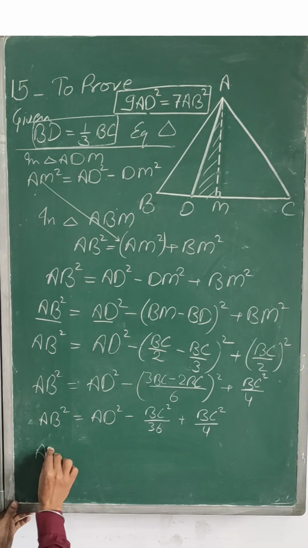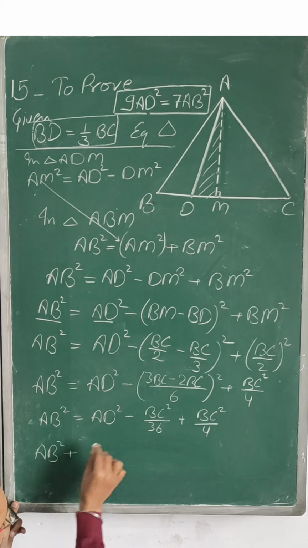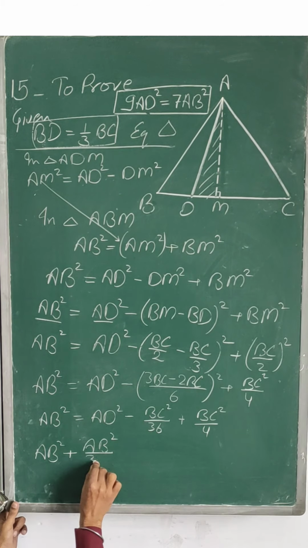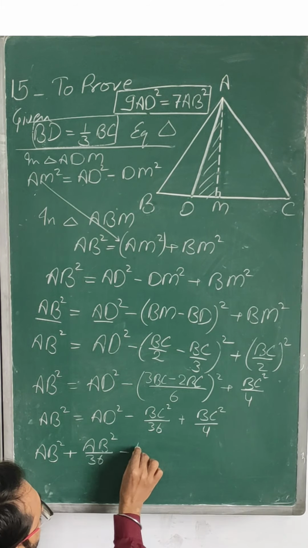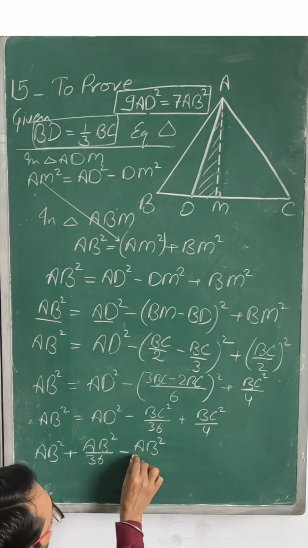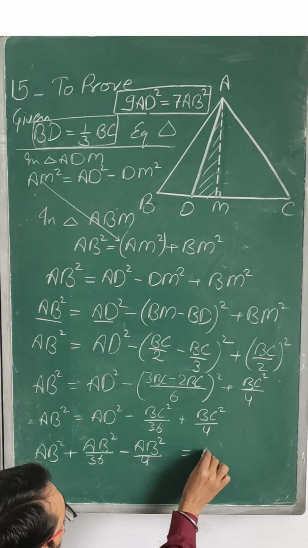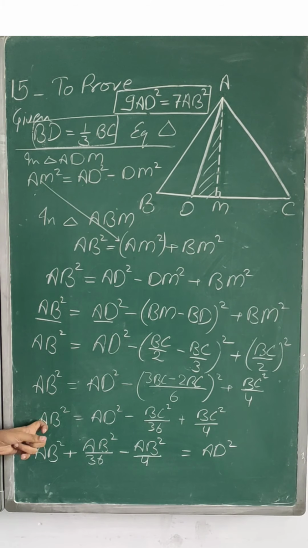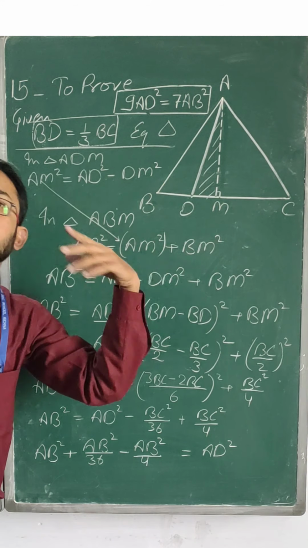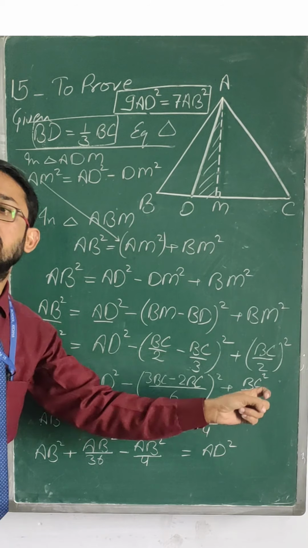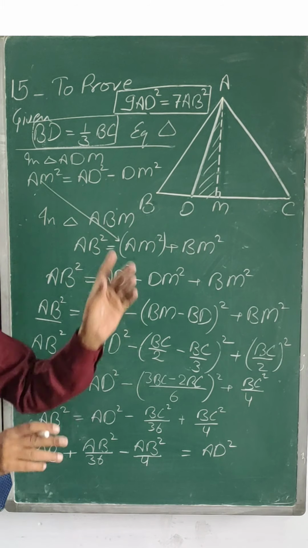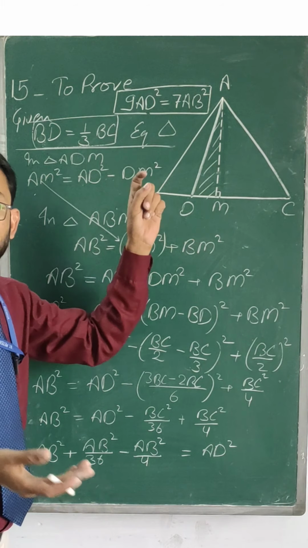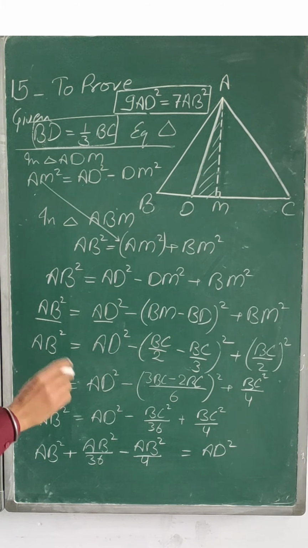So it will be AB square plus AB square by 36 minus AB square by 4 equals AD square. Why have I changed BC to AB? Because in the proof I want AB, I don't want BC. That's why I am changing BC to AB. And we know that in an equilateral triangle all the sides are equal, so BC will also be equal to AB.